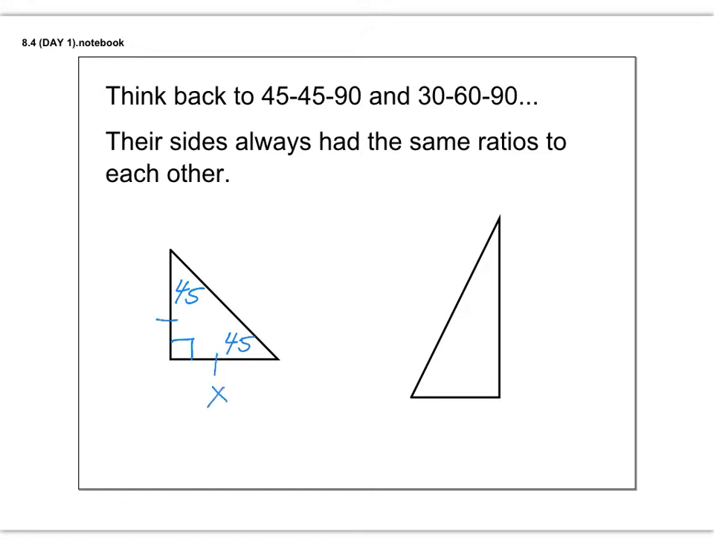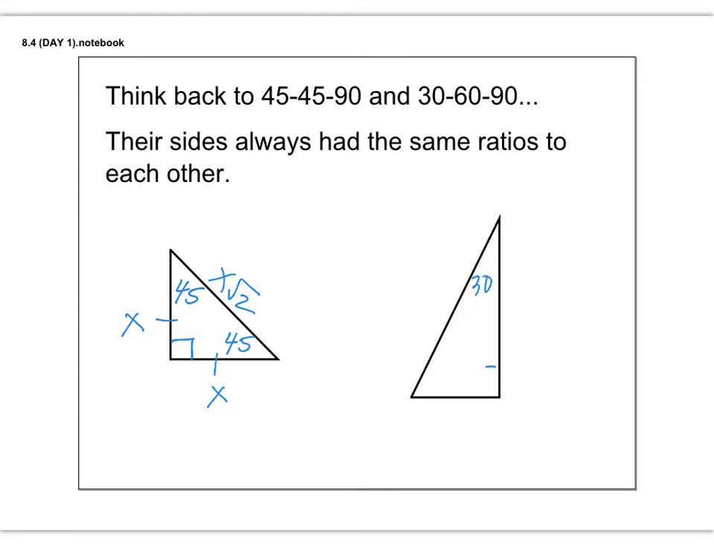So whatever this leg is, this leg would be the same. And the hypotenuse would have a ratio of that side length times square root 2. So whatever the leg is, you'd multiply by root 2 to get the hypotenuse. We also learned about the 30-60-90 triangle.